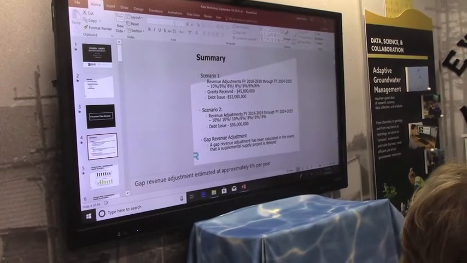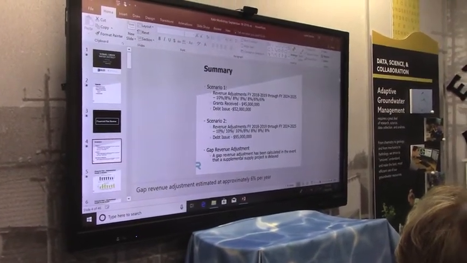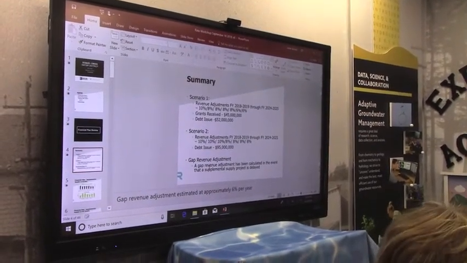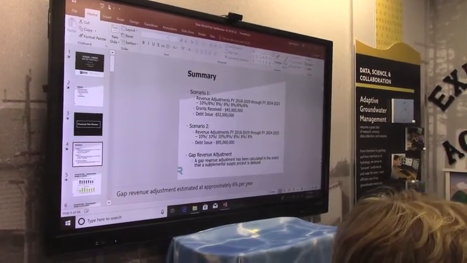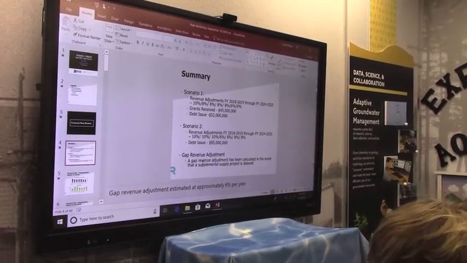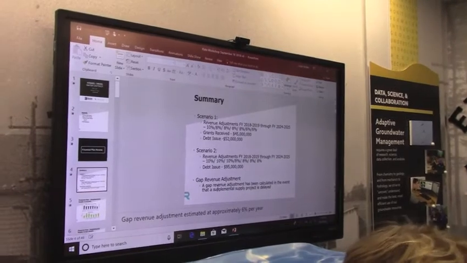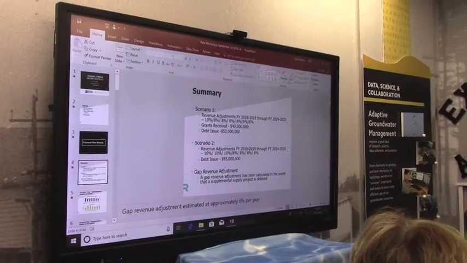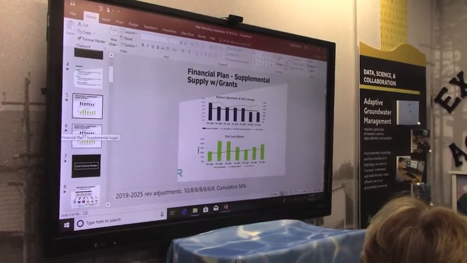Followed by a series of 8% adjustments and then dropping to 6. If there were no grants available, then it would be 3 years at about 10%, dropping to 8%. They've also calculated a gap revenue adjustment, which would mean if we got to February and we were trying to enact rates, if no supplemental supply was being developed at that time, we had kind of a delay in that work, we could enact a gap rate rather than going for the full rate increase. So that's where they've kind of wound up on their finance plan scenarios.